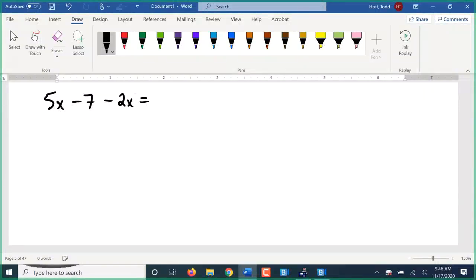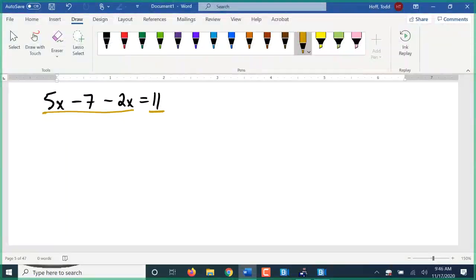We can run into things like this. 5x minus 7 minus 2x equals 11. When we go to find our equal sign here, it's right there. When we go to identify where the variable is, we notice that the variable appears twice. On the left side there, we have 5x and a negative 2x.